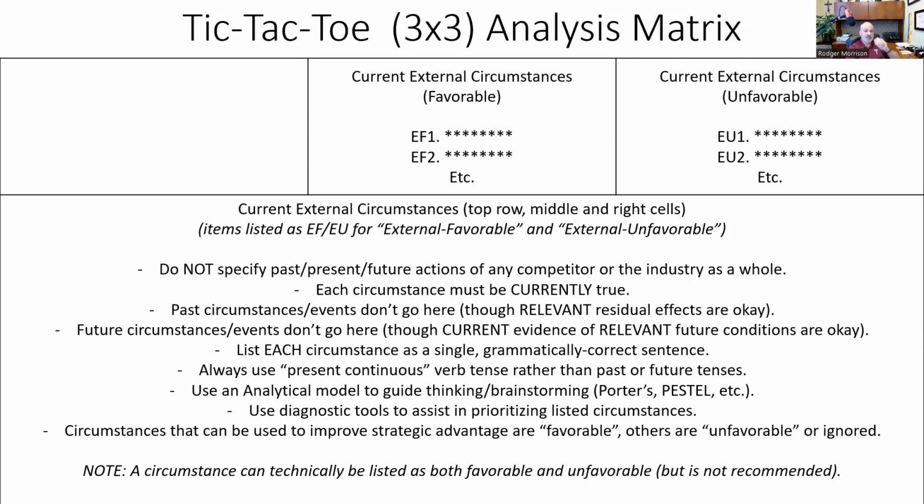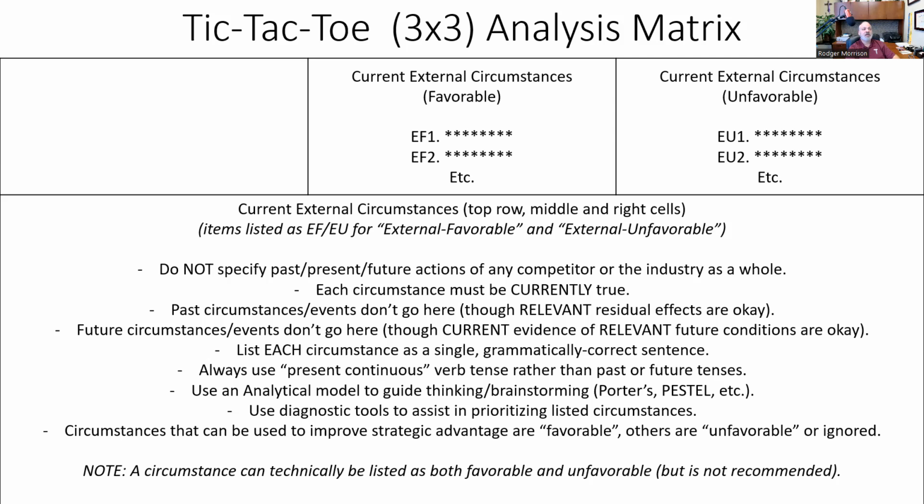Each circumstance must be currently true. Now, the technical way to phrase these is not in the perfect present tense. In grammar, perfect present means something is true. It's always true. It's always the case. But it may not be the case right now. So we have a tense of English grammar called present continuous instead of present perfect.